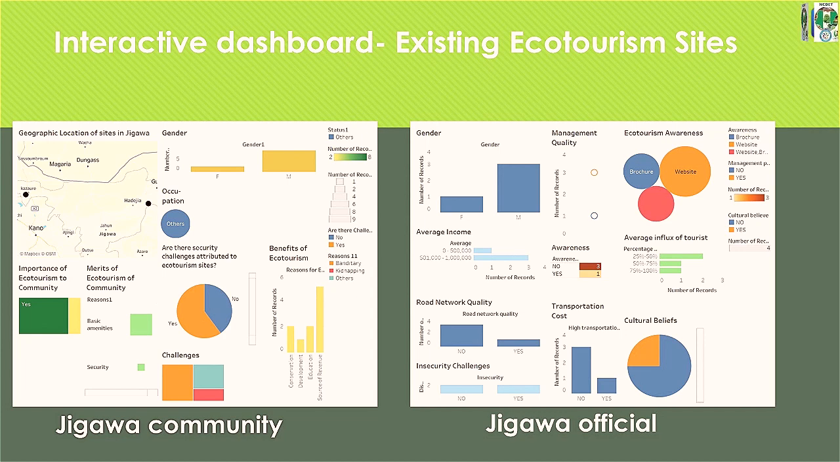For the officials, we interviewed 4 officials, and 3 among the 4 were male, while we only had one female. Over 75% agreed that security, 50% of the officials agreed that security is part of the challenges faced by the ecotourism sites. Then their average income was between 0 to 1 million.